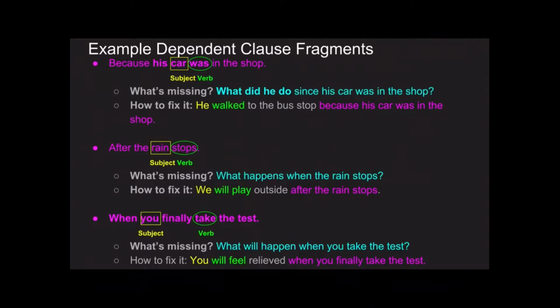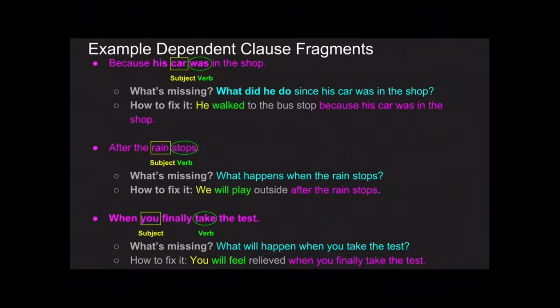So the thing that's missing here is what he did since his car was in the shop, or what he did while his car was in the shop. So we know that the understood subject is going to be he, but we don't know what he did either. So the way we fix this is by adding those things in either before or after this dependent clause. So I fixed this by saying he walked to the bus stop because his car was in the shop.